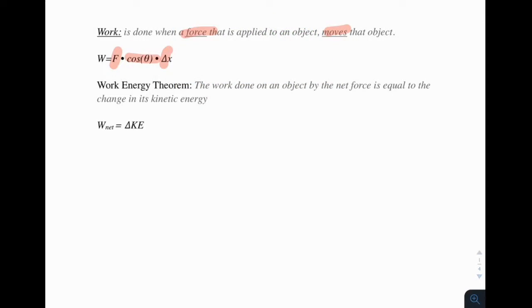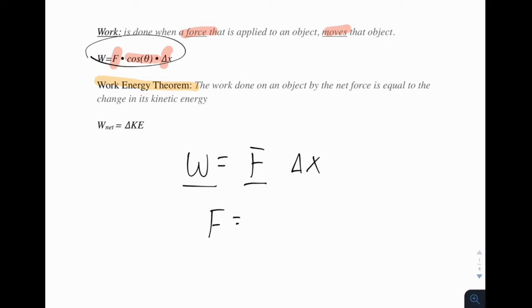So the work energy theorem is the idea that the work done on an object by the net force is equal to the change in its kinetic energy. So I want to go back to this equation real quick. We've got work is equal to force and delta x. So we talked about how if you've got work, you've got force. Now, in earlier videos and earlier in the course, we discussed how if you have a net force and a net work, then you have an acceleration.